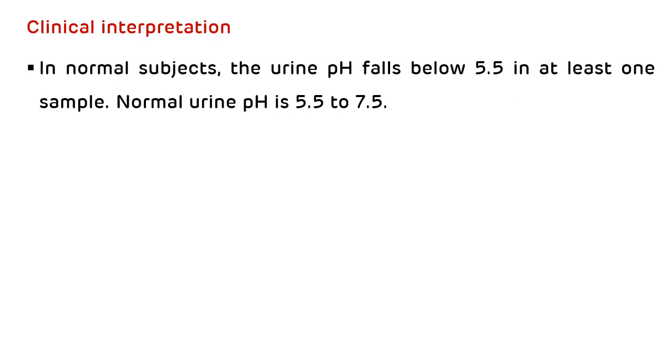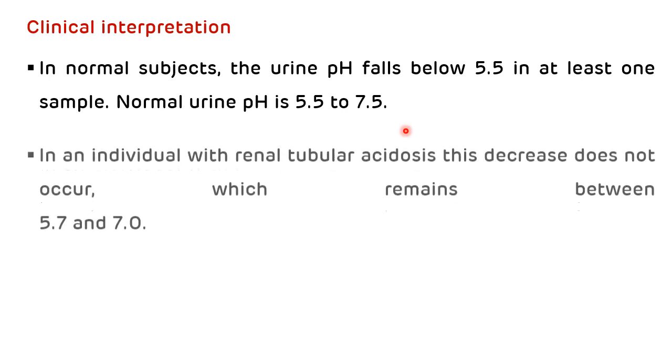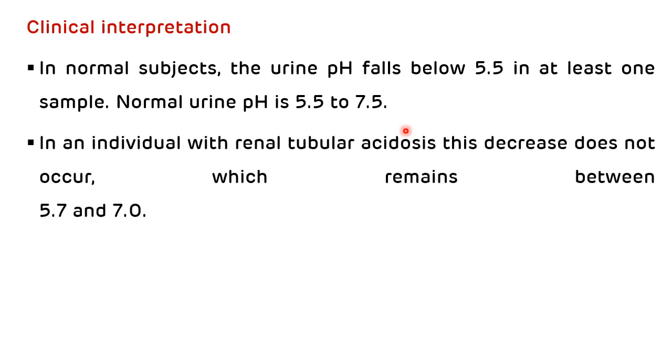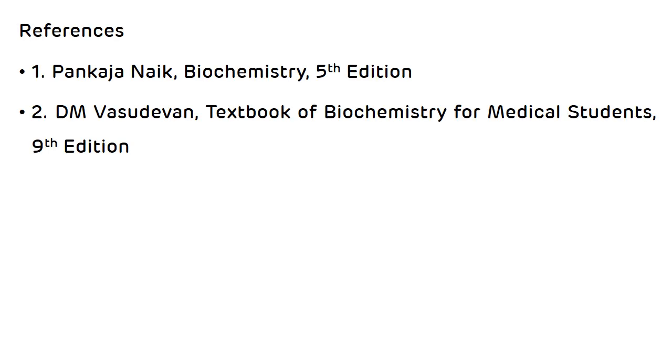Clinical interpretation. In normal subjects, the urine pH falls below 5.5 in at least one sample, and the normal urine pH is between 5.5 and 7.5. In an individual with renal tubular acidosis, this decrease doesn't occur, and the pH remains between 5.7 and 7. So that is regarding the clinical interpretation. That is all about renal function tests.